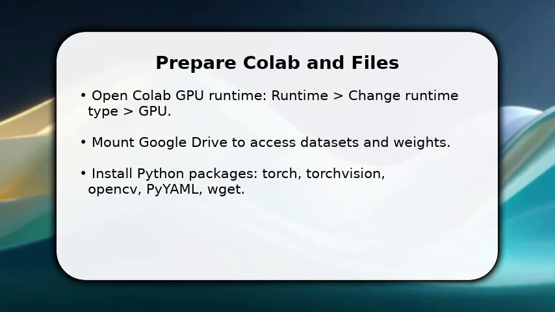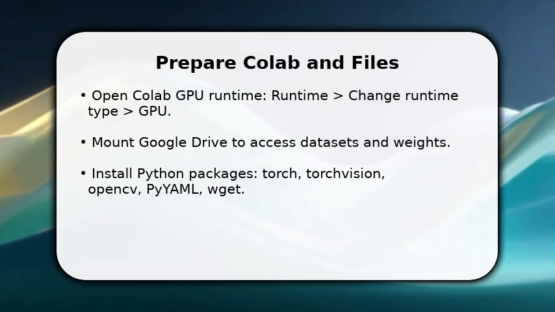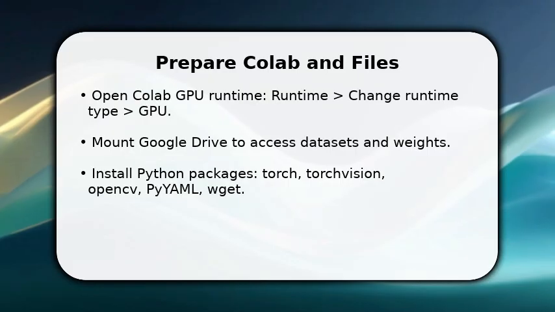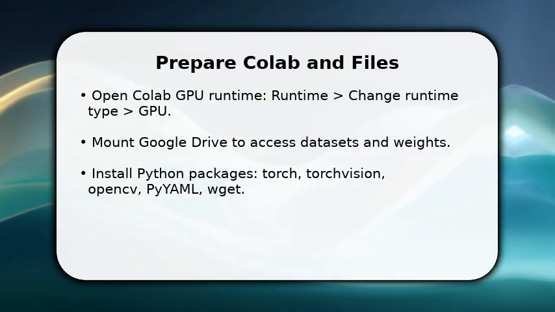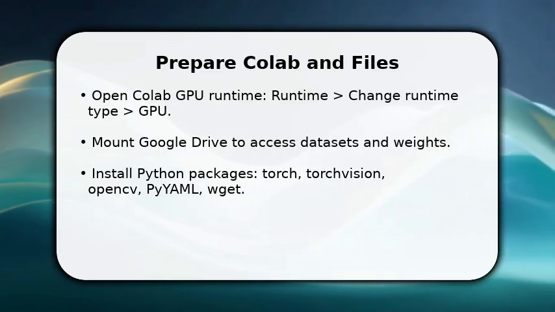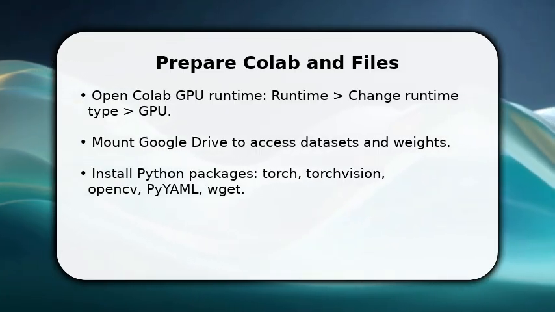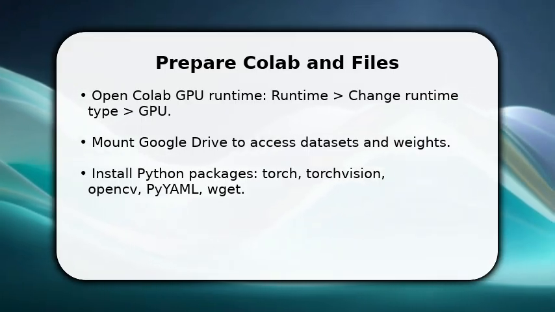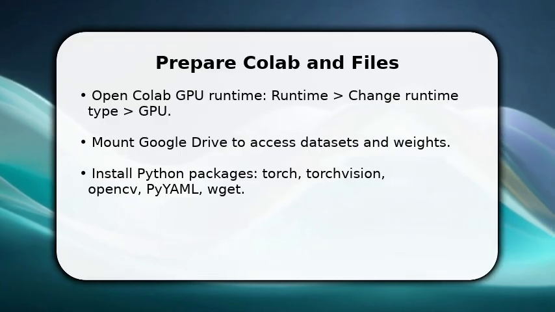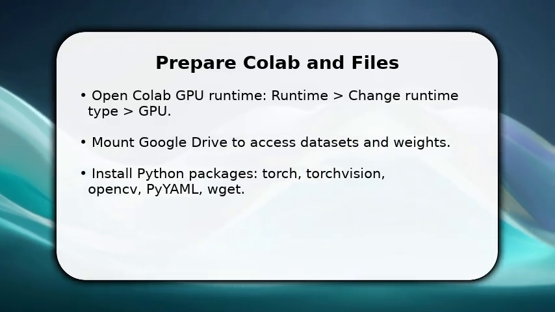Enjoy the video. You start by setting up the Colab environment so commands run smoothly. First, enable a GPU runtime and then mount your Google Drive so data and model weights persist. Next, install required Python packages like Torch, TorchVision, OpenCV, and YAML parsers. Use pip for each. While installing, watch for CUDA-compatible Torch versions so GPU acceleration works.